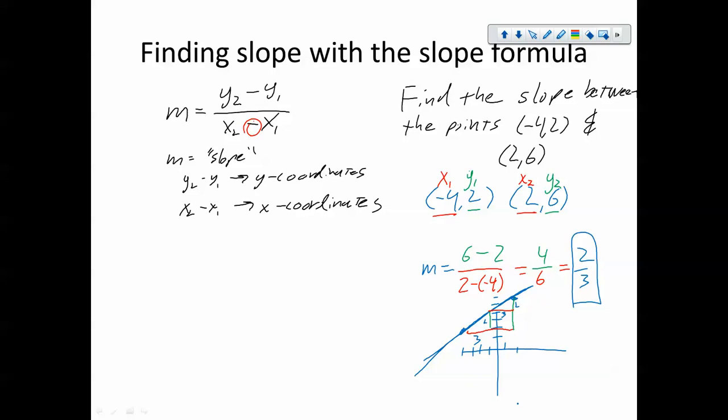So finding the slope between two points, we can use our formula. 2/3 means that we're going to the right 3 and up 2, right 3 up 2, right 3 up 2.